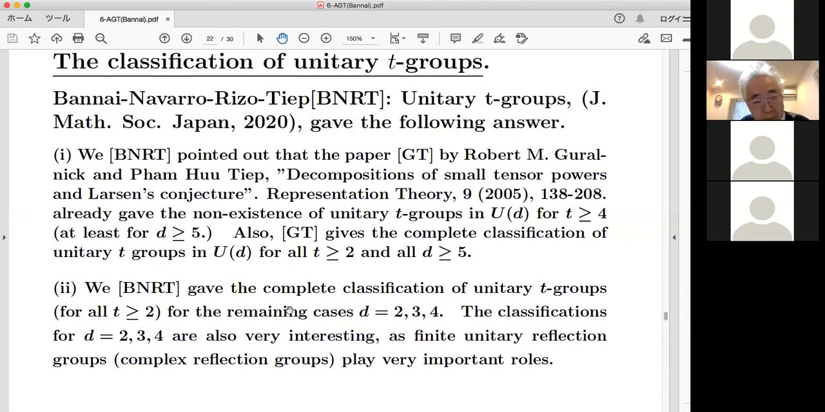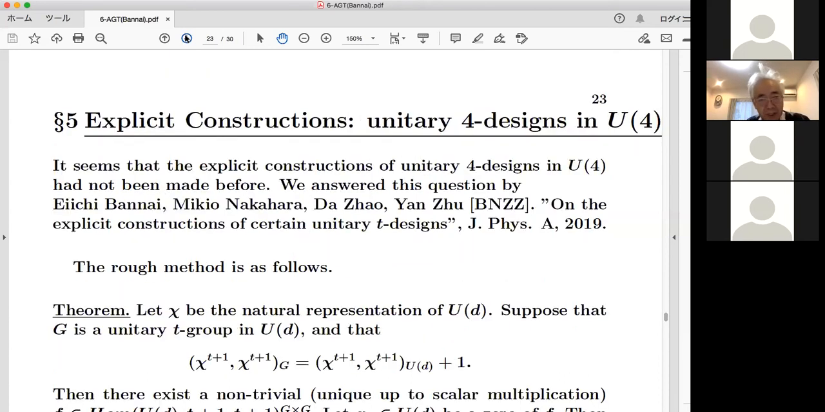And classification, complete classification is interesting. Anyway, we have the complete classification of unitary T groups if T is at least 2 and D is at least 2. And then how about the explicit construction of unitary 4 designs in U of 4, the 4-dimensional unitary group? Can we construct explicitly unitary 4 designs?